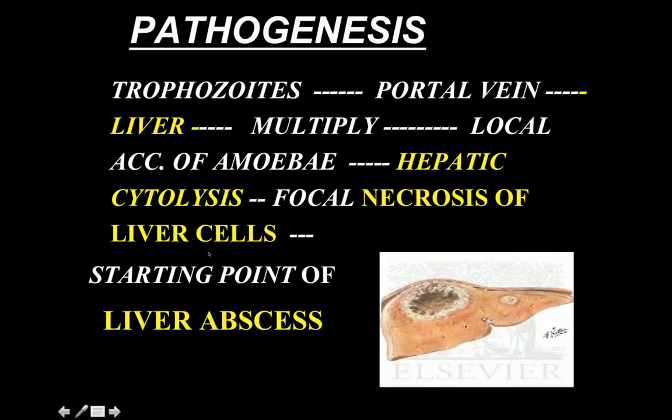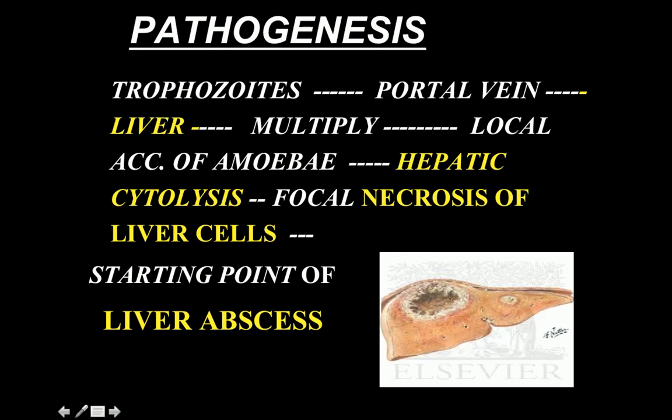Coming to the pathogenesis of amoebic abscess. I've already discussed this in the previous lecture: some of the trophozoites from the submucosa of the colon can penetrate through the muscular layer and enter the portal circulation, and from the portal circulation they are carried to the liver. In the liver they colonize, start to multiply, form a large number of colonies, and start releasing histolysin, which breaks down the cells of the liver, resulting in necrosis of the liver cells. And as you see over here, this is the starting point of the liver abscess.